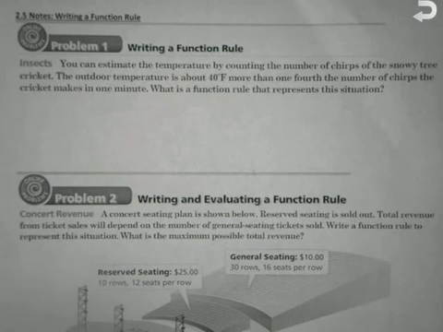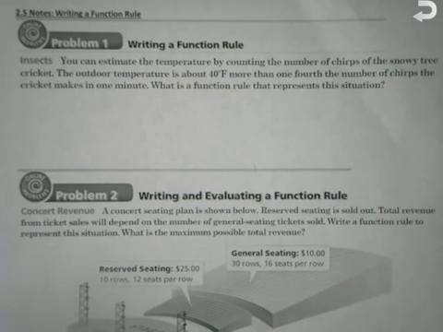So 2.5, we're going to be writing a function rule. Basically, it's word problems. We're going to take a word problem and translate it into an equation, and that's part 1. So we're just going to practice that a little bit. Then we are going to actually evaluate them in part 2. Right now we are just taking a word problem and translating it into an equation.